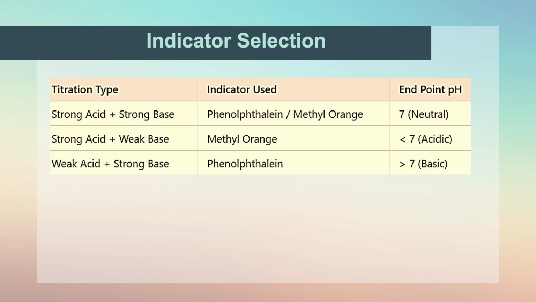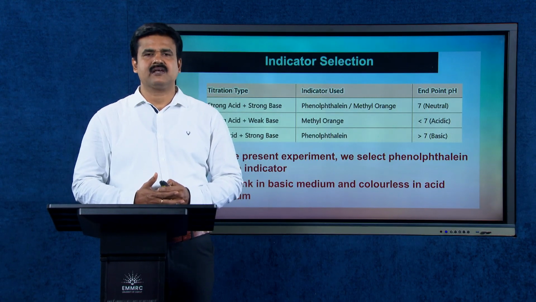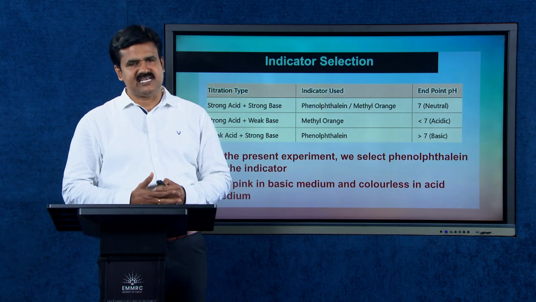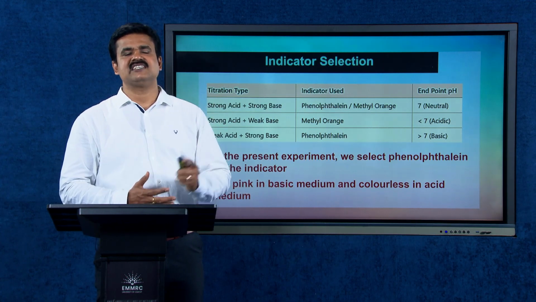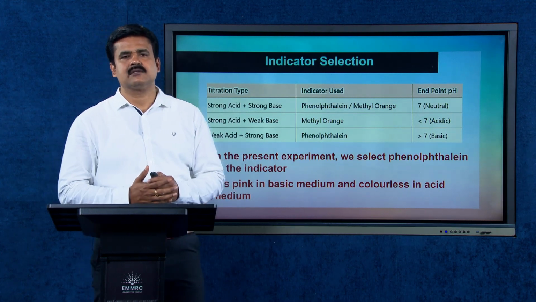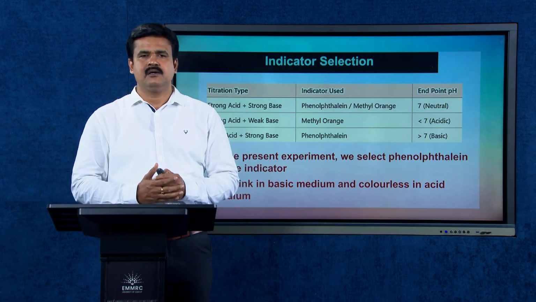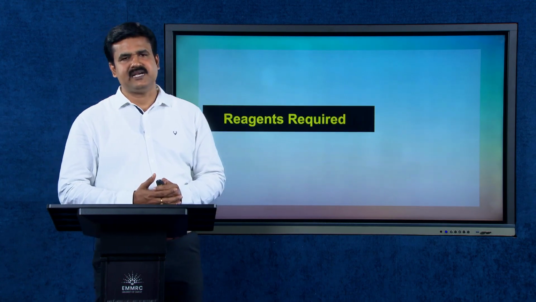So, you can use either phenolphthalein or methyl orange. That means both indicators are suitable for the present titration. Now, in the present experiment, to demonstrate, we are taking phenolphthalein as the indicator. And the color change you have to note, the color change is pink to colorless. That is, the phenolphthalein is pink in basic medium and colorless in acid medium.